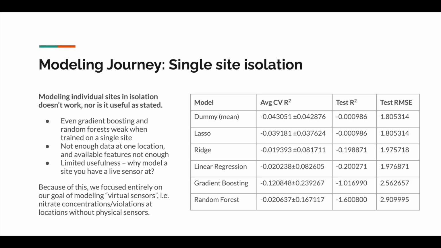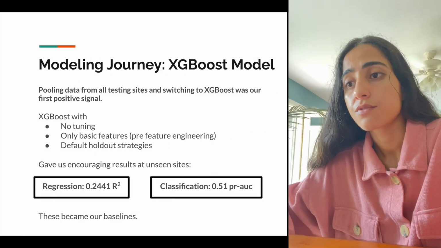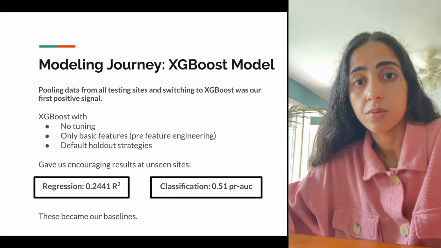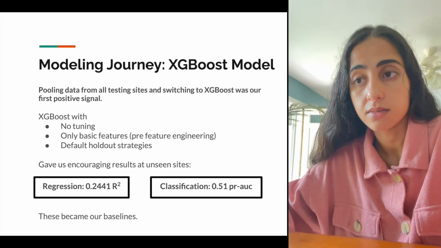Let's talk modeling. We tried both standard regression and time series modeling experiments, but these failed miserably, and we quickly moved on. The first positive result we got came from XGBoost, which is a decision tree model, whose initial results gave us hope that we had real predictive power in our data.